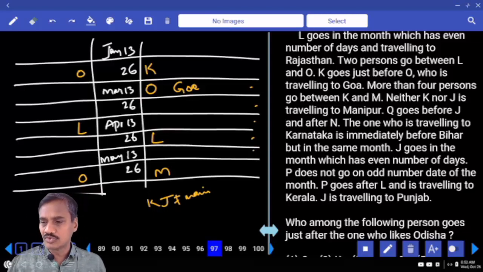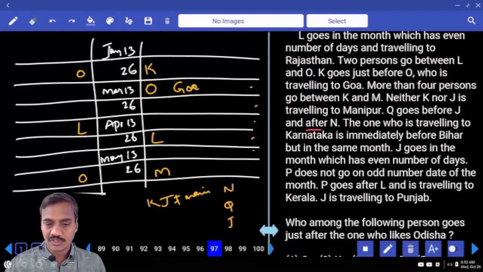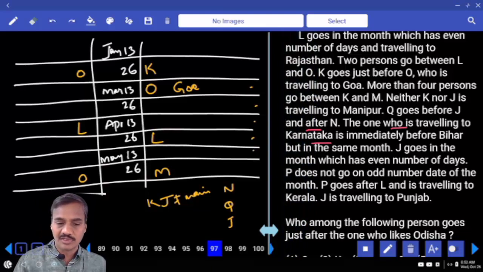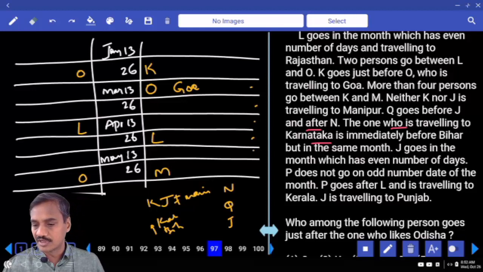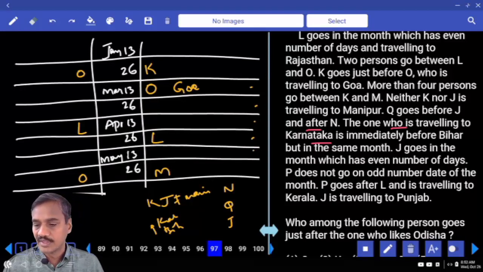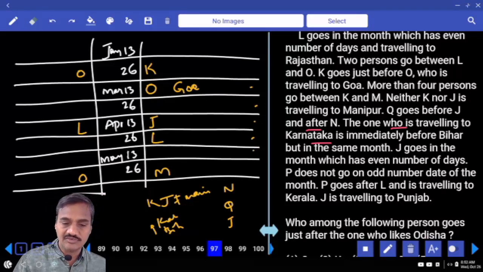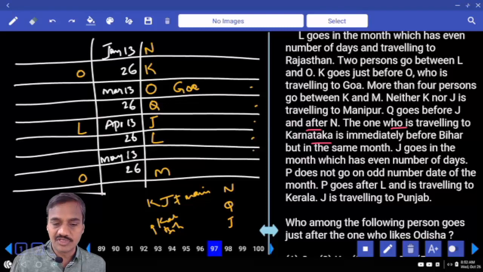And next one, Q goes before J and after N. Q is before J. The one who is traveling to Karnataka is immediately before Bihar, in the same month. That means Karnataka and Bihar must be in the same month. And J goes in the month which has even number days. J is here. If J is here, Q is here. Q is here, N is here. Then who is the person left over here? P? P must be at this place.